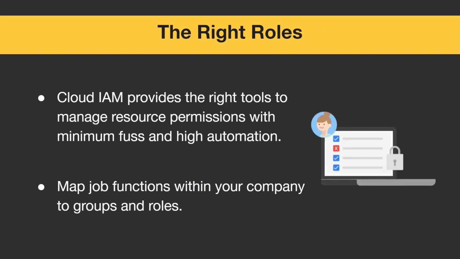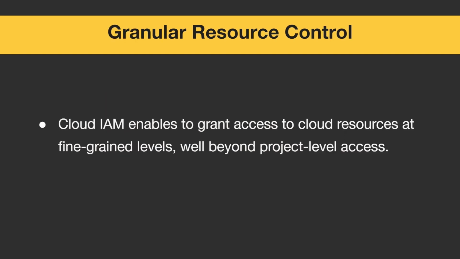Let's talk about the right roles. Cloud IAM provides the right tools to manage resource permissions using specific users and groups. So what is granular resource control? Granular resource control is actually who can do what. It means that if you provide the first person read access, you can give the second person write access. So every person has different permissions on different services. That is called granular resource control.